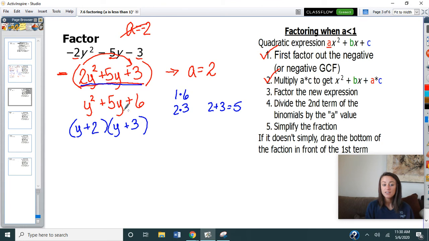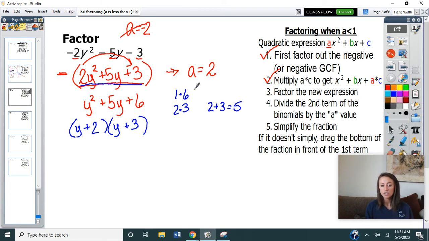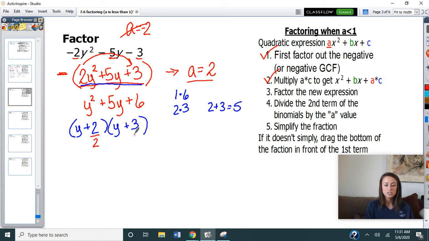So this factors to give me this. But remember, we multiplied the a times the c. So now we need to divide by that a value. And our a value is 2. So we're going to divide by 2, divide by 2. So we factored the new expression and got the blue part. And now we're dividing the second terms by the a value, which is 2. Now we simplify the fractions. So this turns into y plus, and we can simplify. 2 divided by 2 turns into 1. And there's nothing left, so we don't have to drag anything.